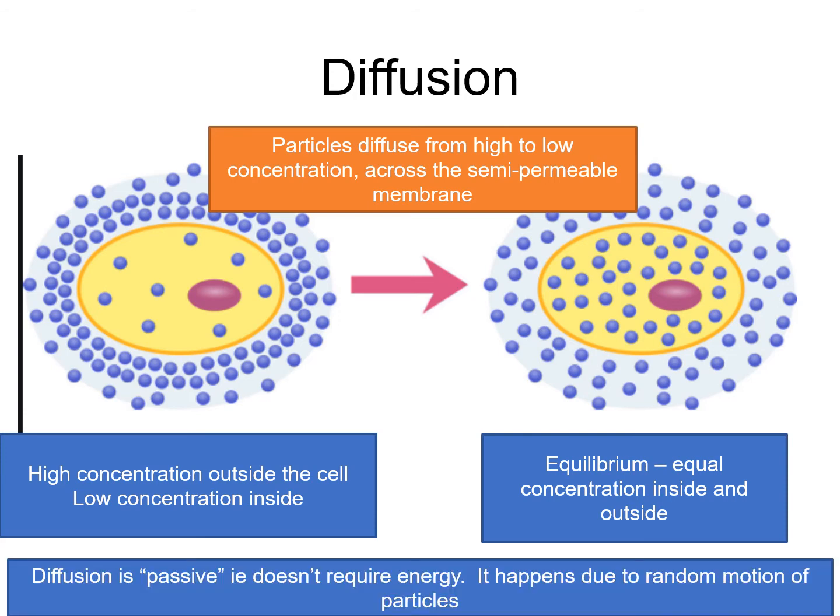It's important to remember that diffusion is passive, and that means it doesn't require energy. You'll recall these particles are all in solution, so they're moving randomly all the time, and that difference in concentration combined with that random movement results in an overall movement of particles, in this example, into the cell.